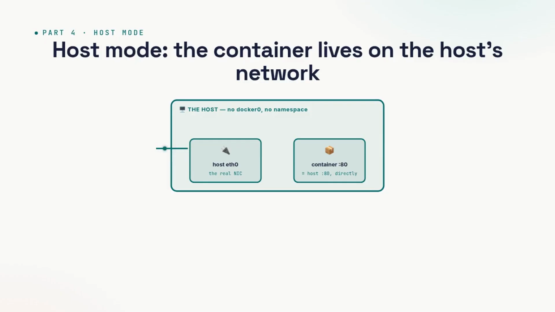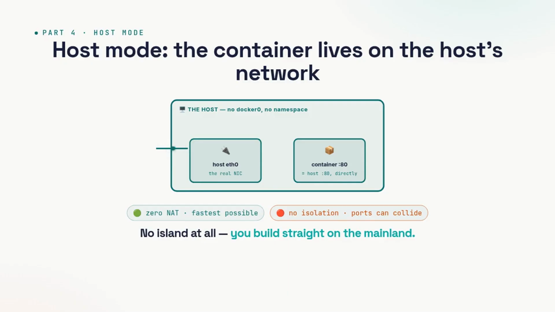The upside is raw speed. With no bridge and no NAT in the path, there's essentially 0 networking overhead, the fastest option Docker has. The downside is you give up isolation, and because the container grabs host ports directly, 2 containers wanting the same port will collide. So host mode means no island at all. You build straight on the mainland. Reach for it when you have a single, performance-critical service, and you want every last bit of network throughput, and you're willing to trade away isolation to get it.